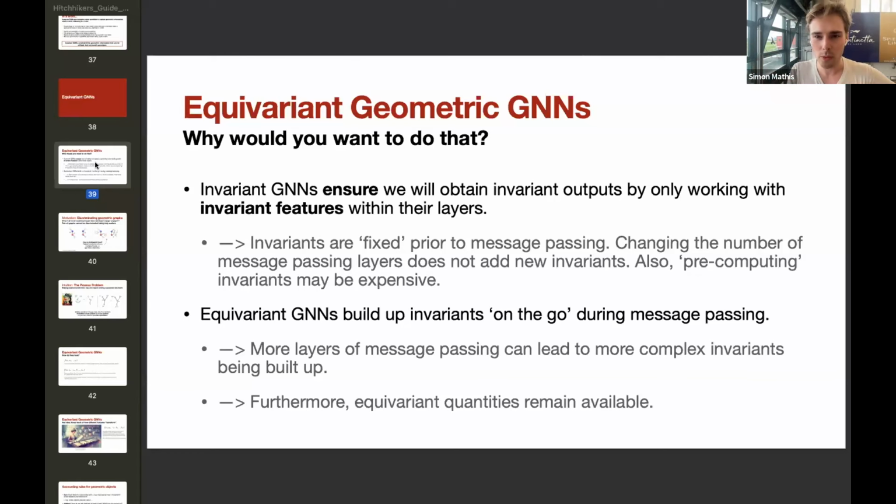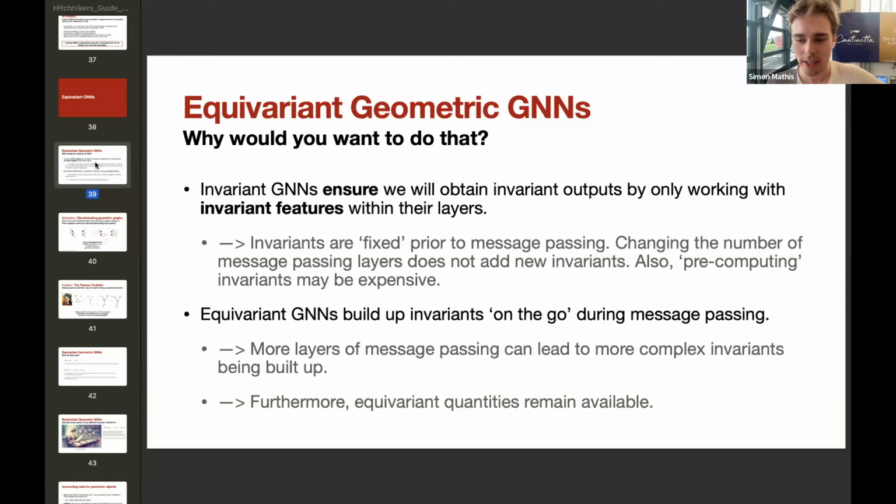And also, we want to make sure that computing those invariants as we go, as we put more layers into the network, doesn't scale combinatorially, as it would if we wanted to compute complex invariants via, say, triplets or k-tuples. And so that's the motivation of why someone might want to build an equivariant GNN.